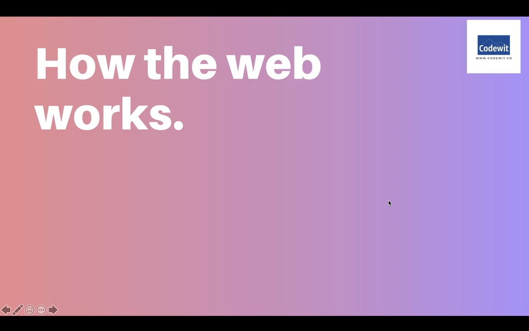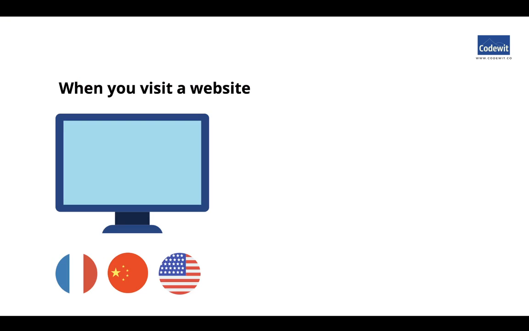Hi guys, I just want to show you how the web works. When you visit the web, the server hosting that site could be anywhere in the world, right? It could be in France, China, the US, Ghana or Nigeria. But for you to be able to find the location of the web server, your browser will first connect to a domain name server, right?